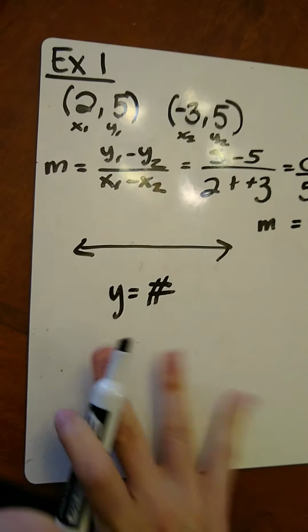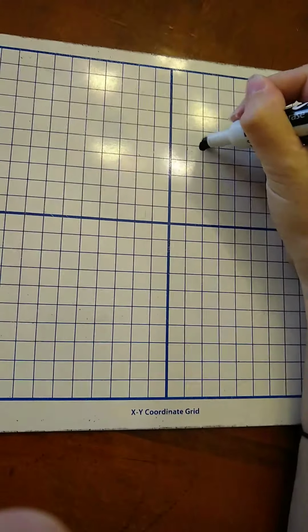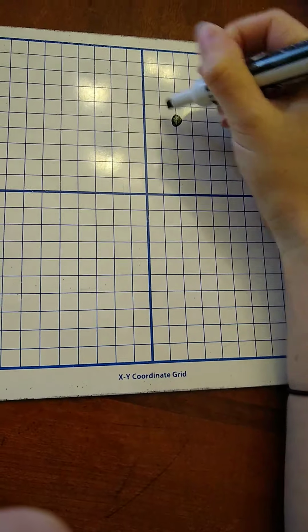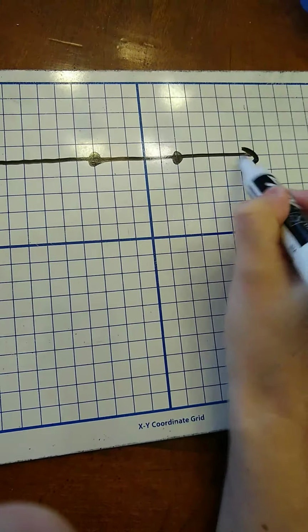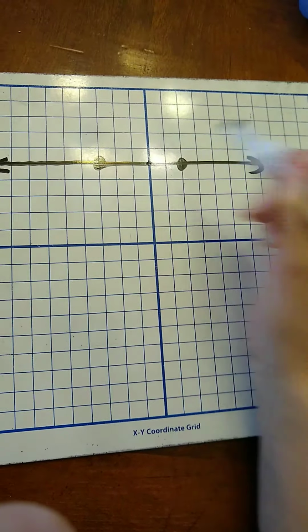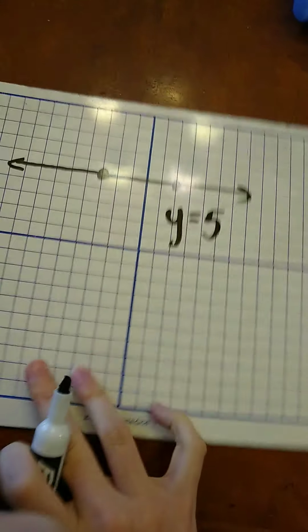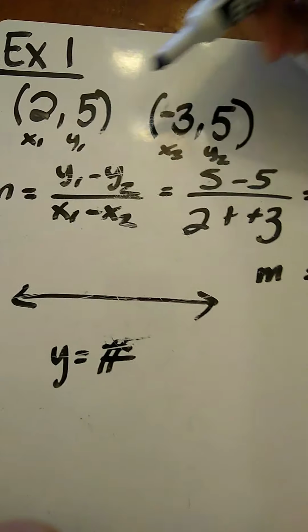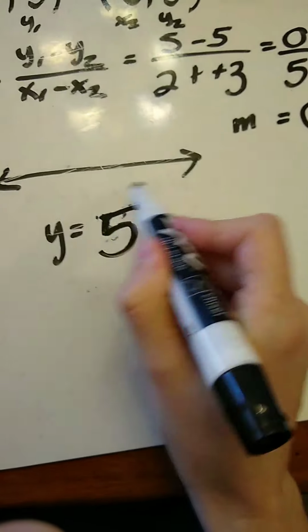So if we think about the way these 2 points are organized, I'm going to flip my board over. We've got (2, 5) right here, and then (-3, 5) right here. So if I were to draw a horizontal line between those 2 points, the y value that it passes through is 5. So the equation is y equals 5, which makes sense when you think about it because they have the same y coordinate of 5. So y equals 5 is the answer that makes the most sense.